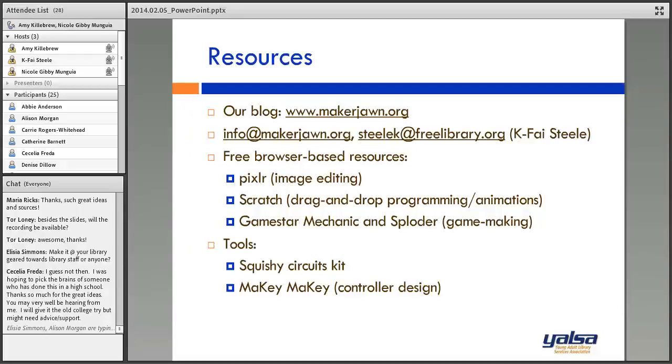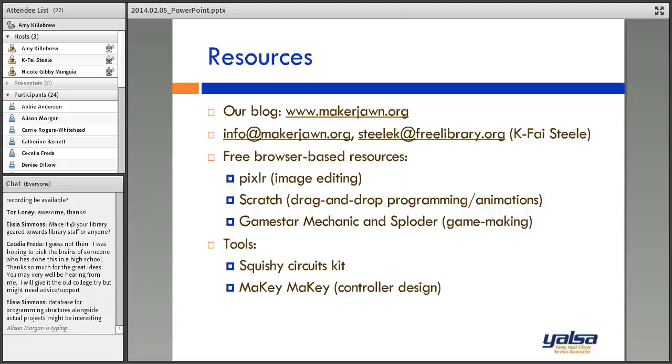Okay, it looks like there was a question about Make It at Your Library, if it's geared towards library staff or anyone. It's geared towards those who are planning library programs and looking to incorporate DIY and maker projects into their programming. So it is more for library staff, but certainly anybody is free to go and look at it and search for things there.